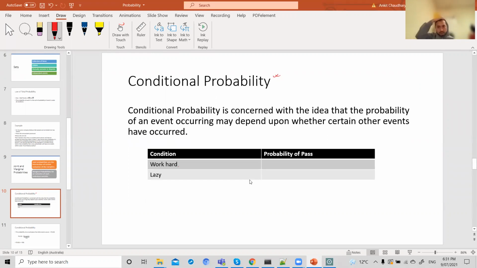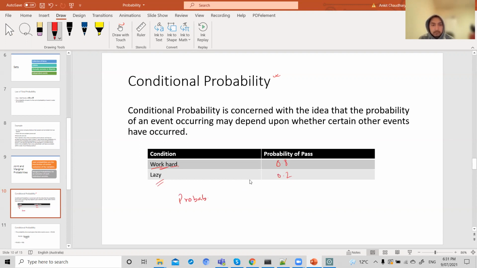So this is your condition. A person will pass the exam given the condition that he is hardworking, say with probability 0.8. A person who is lazy will very likely fail the exam, so his chances will be very low, 0.2. So this is the condition. That's what conditional probability is: the probability of passing an exam given a condition.